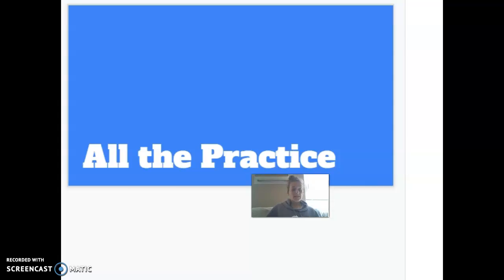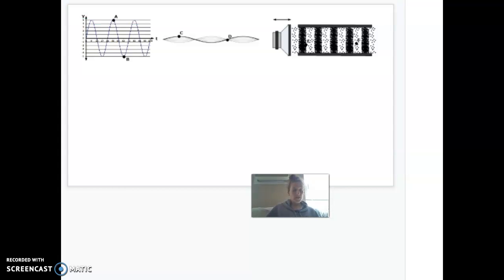So let's look at some practice problems. So here are some examples of waveforms. I have it as a graph. I have a standing wave as a transverse waveform, and then I have an image of a longitudinal wave. So here are some key terms that are very important to know.